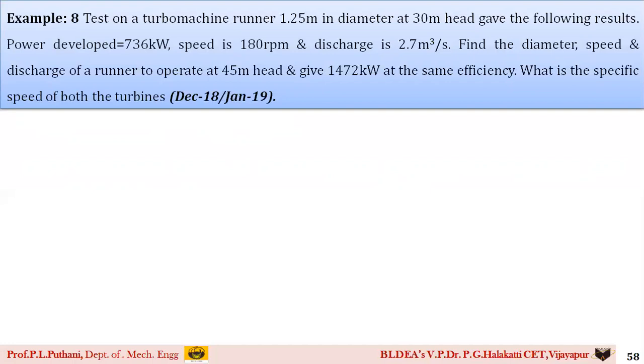It is a height of 30 meters, which can give the following results. And the power developed is how much here? 736 kilowatt. Speed is 180 RPM. Discharge is 2.7 meter cube per second.